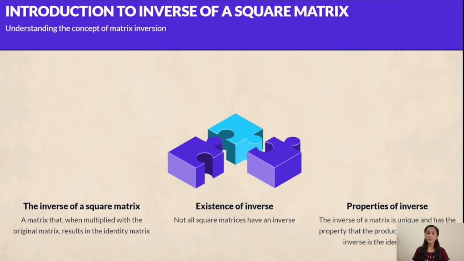Introduction to inverse of a square matrix. The inverse of a square matrix is a matrix that, when multiplied with the original matrix, results in the identity matrix. Existence of inverse: not all square matrices have an inverse. Properties of inverse: the inverse of a matrix is unique and has the property that the product of a matrix and its inverse is the identity matrix.